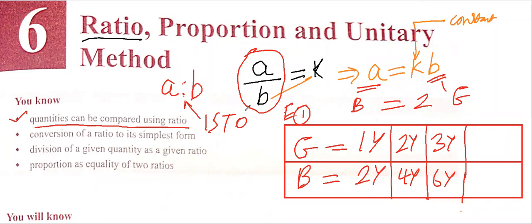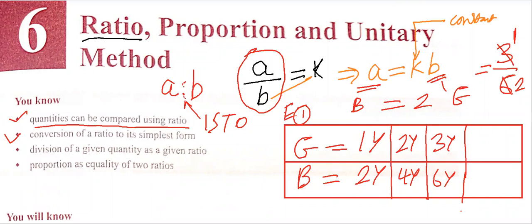Got it? Okay. Now, the second point is conversion of the ratio to its simplest form. We should always write a ratio in the simplest form. For example, here you are getting the girl's age as 3 and the boy's as 6. So you will not write a 3 to 6 ratio. You will write 1 is to 2, since 3 divided by 3 is 1 and 6 divided by 3 is 2.